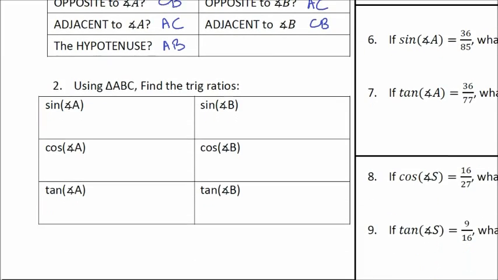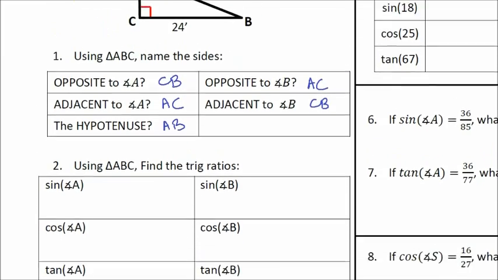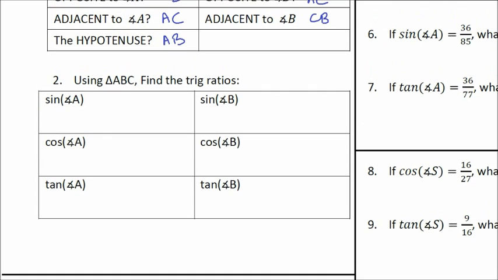Okay, let's do the second part of this. Using the same triangle, find these trig ratios. So what is going to be sine of angle A? Remember, when you go through these problems, all you do is you remember SOH CAH TOA. We know that sine is opposite over hypotenuse. We know cosine is adjacent over hypotenuse. And tangent is opposite over adjacent. All we have to do is figure out what are the side lengths.